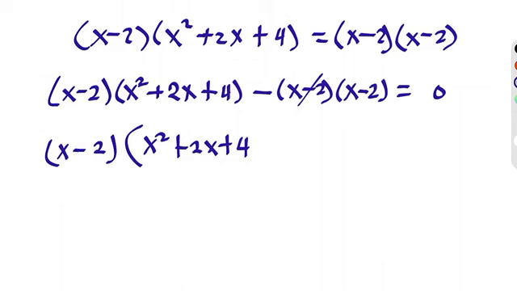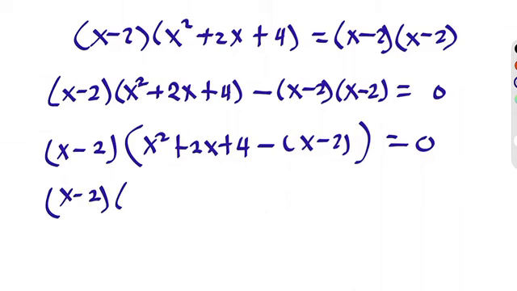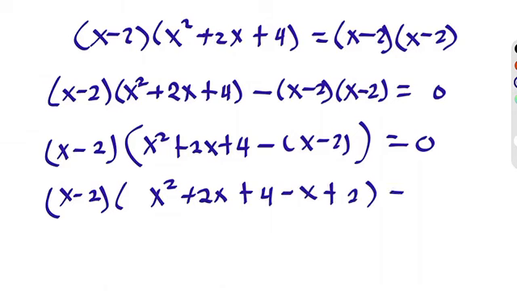So we're going to have what? We're going to have this to be minus, in bracket, x minus 2, close the bracket, equals 0. So now from there, we have x minus 2, then we have x squared plus 2x plus 4. Now open the bracket, we have minus what? Minus x, then plus 2, then equals 0.